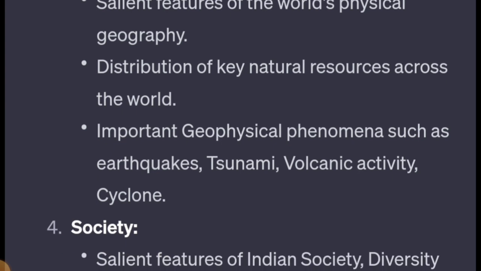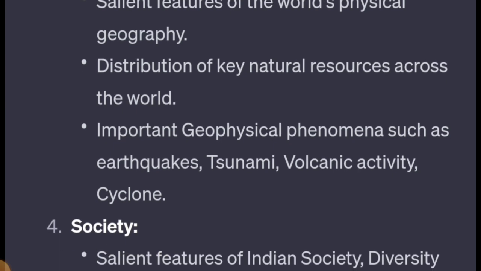Then there are important geophysical phenomena such as earthquake, tsunami, volcanic activity, cyclone. You have to understand the process of these phenomena very clearly, and you can just write it down, because one of these questions comes every time in the mains exam. Of these 4 or 5 topics, one question comes in the mains exam every year.